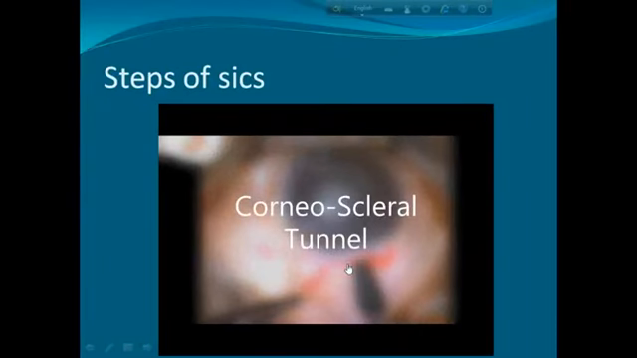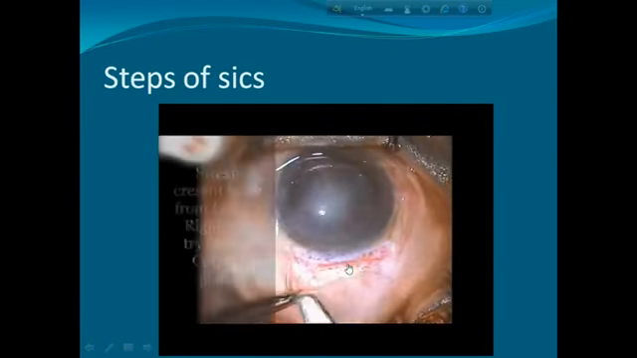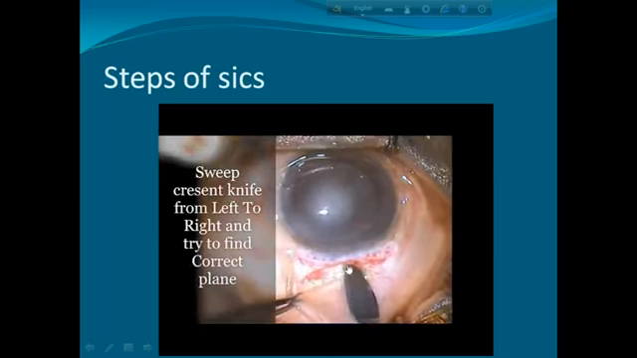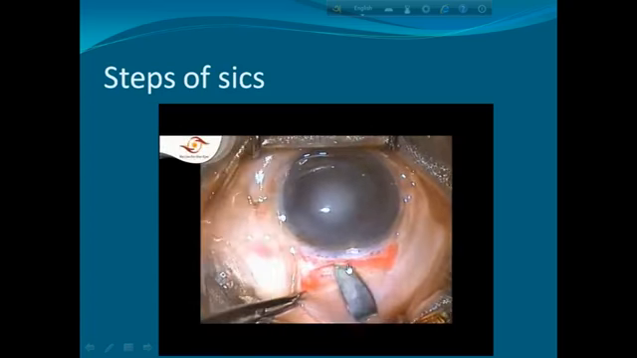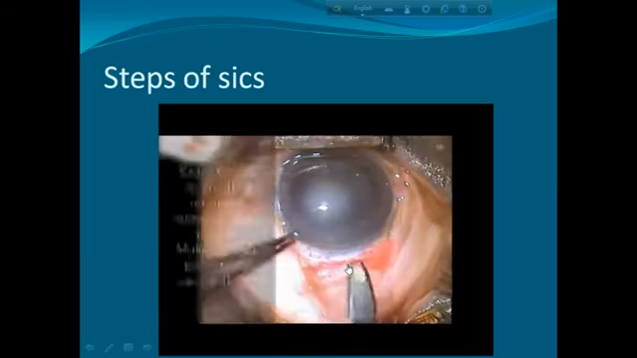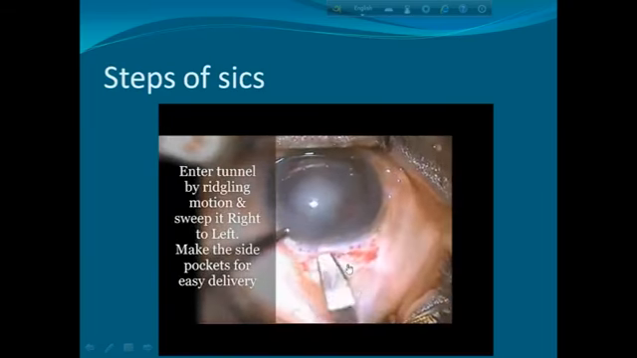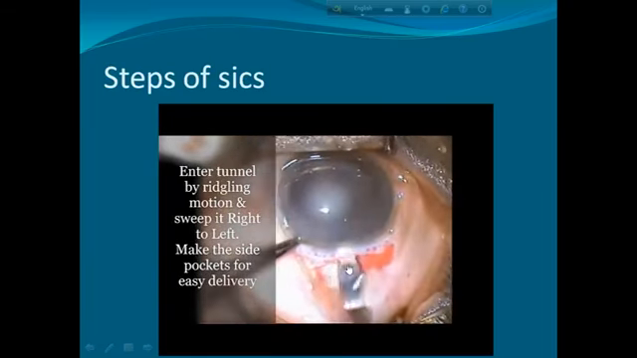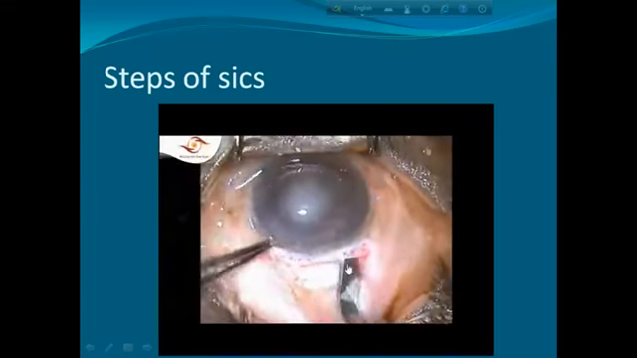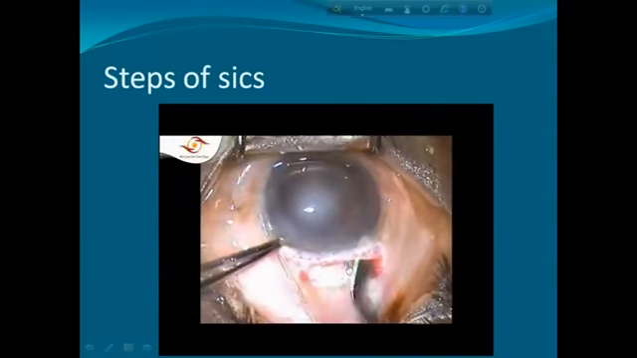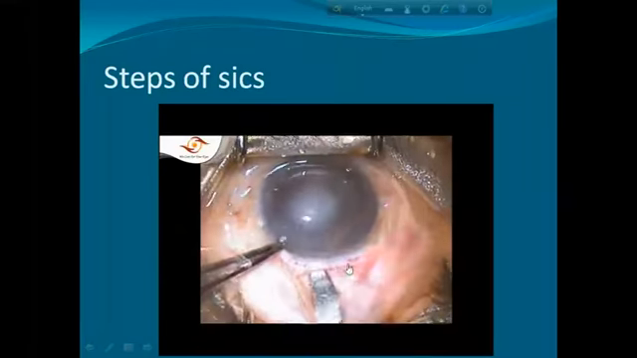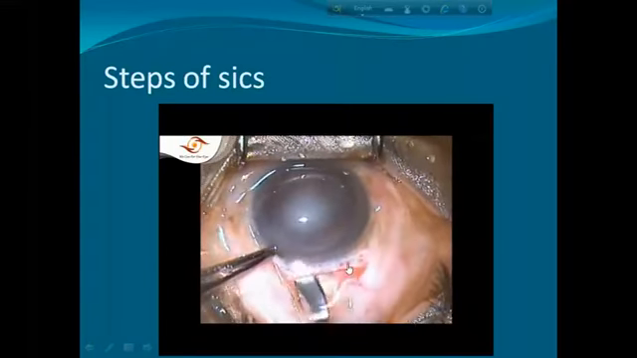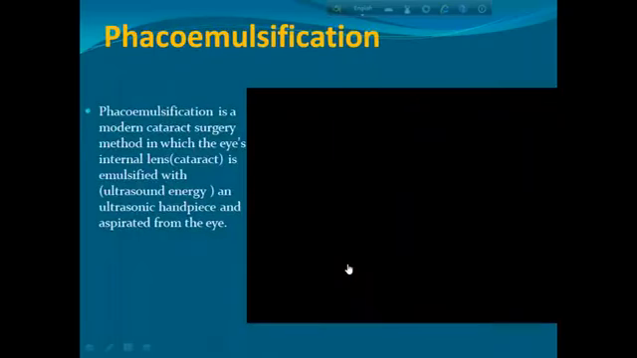This is the corneoscleral tunnel, and the tunnel is made by a crescent knife. I think you understand what this is. There is another important surgery, phacosurgery. You should know about this.